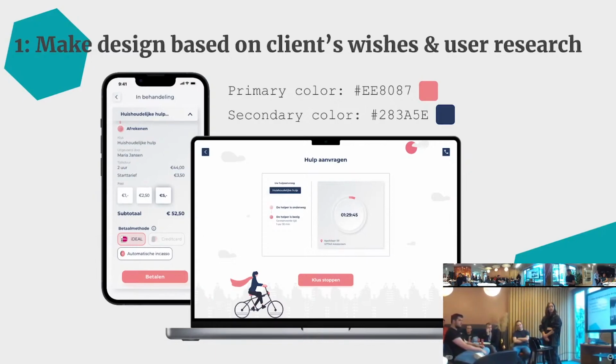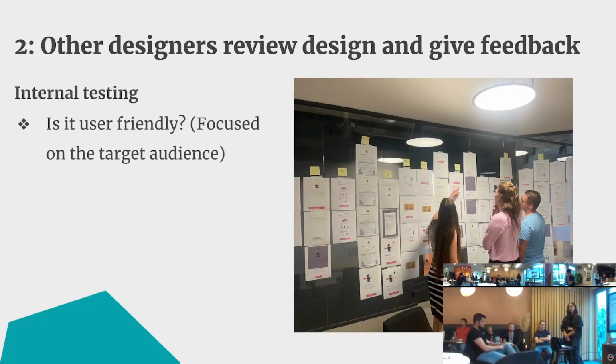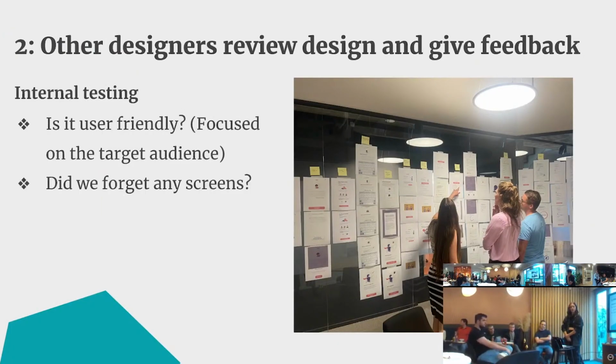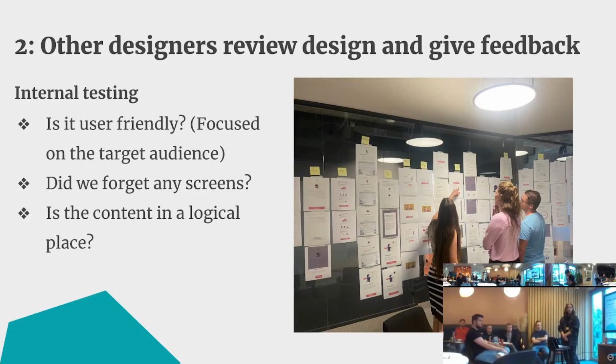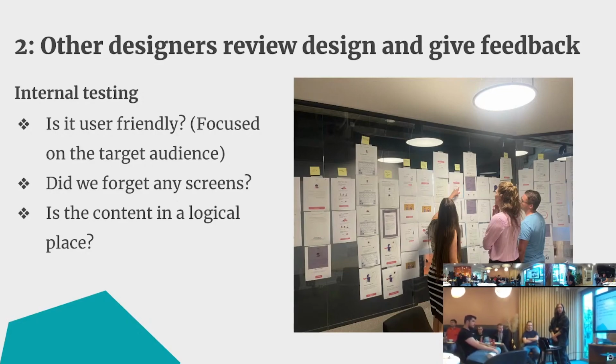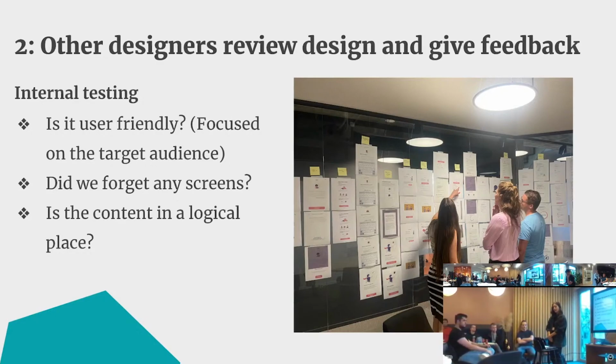Did we forget any screens? So maybe you made a flow, and to get back to some other page, you need a page and you forgot about it. And especially if you hang up every screen like this, you really notice what you're missing. Is the content in a logical place? So, for example, is a button easy to find, or a menu? Anything really. And does the design fit the branding? So, did we use the right colors? Did we use the right icons?